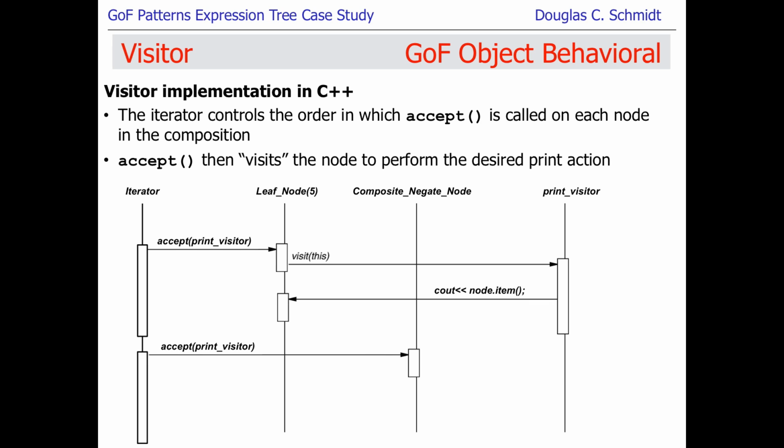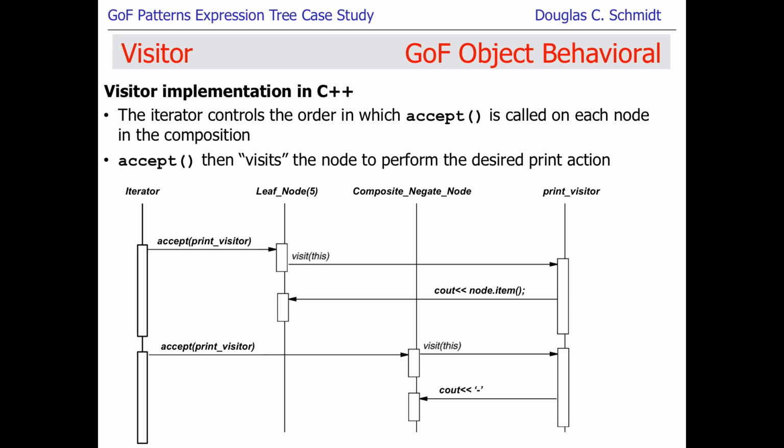Then, as we're parsing through the tree, let's say that we're going through this in the appropriate order. It's going to go ahead and accept the print visitor again on the composite negate node. That's going to say, come ahead and visit me. When you visit a composite negate node, it's a little hard to see this, this is supposed to be unary minus. It looks more like a period. It goes ahead and visits the composite negate node, which prints out the minus sign. So that's what it means to visit that kind of operation.